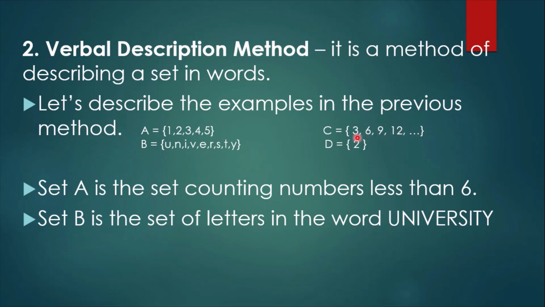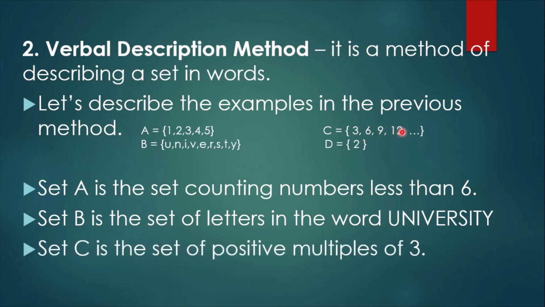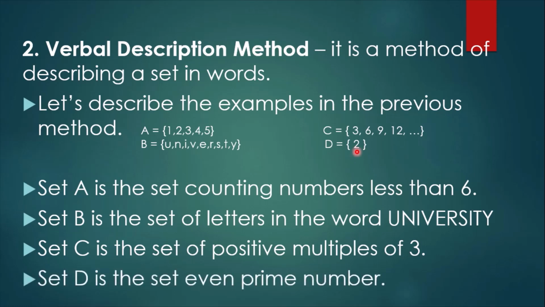Okay? How about this one? An infinite set: 3, 6, 9, 12. We all know that these are multiples of 3. Positive multiples of 3. So the verbal description of this is, the set C is the set of positive multiples of 3. How about D? 2. Okay, the set D is the set of even prime numbers. Sorry for the omitted word there.